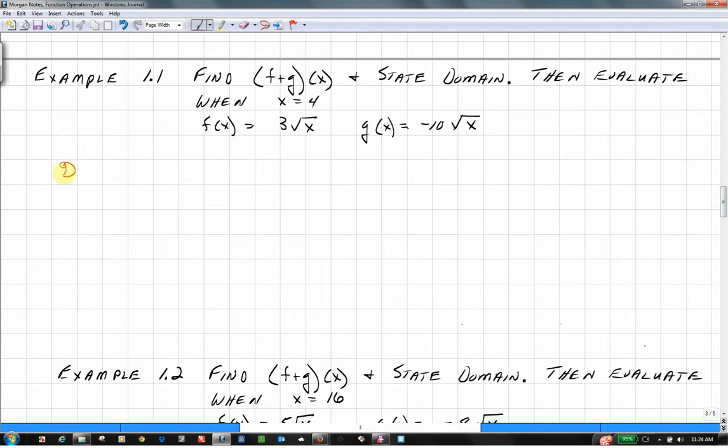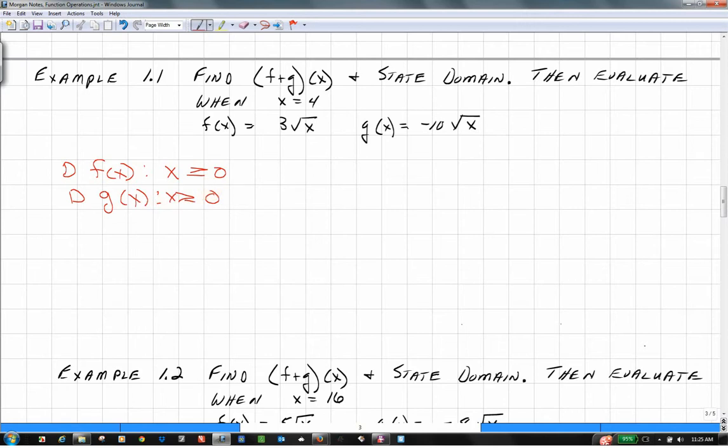The domain of f of x: we can see that f of x is equal to 3 times the square root of x. So the domain of f of x is x greater than or equal to 0, because you can't have any negative square roots. We see that g of x also has a square root there. So the domain of g of x is also x greater than or equal to 0.